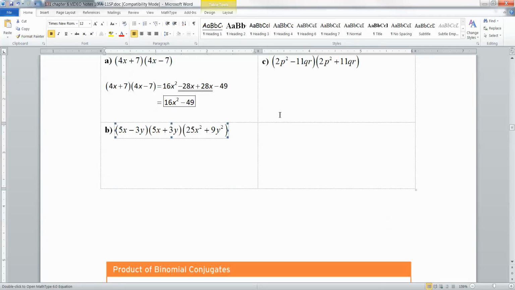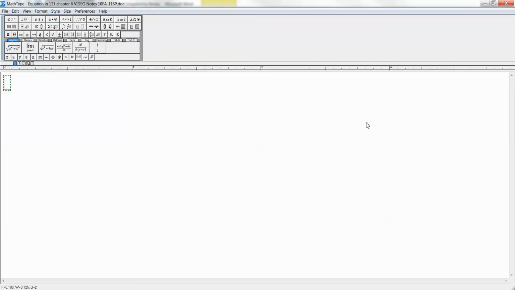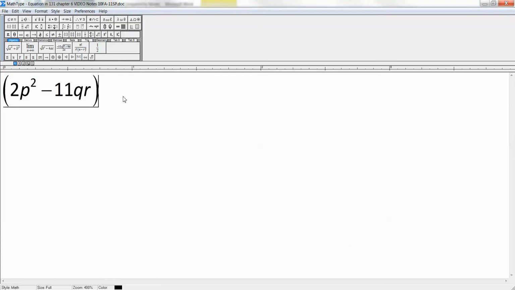Let's do part B. And I added in a C up here. I suppose we could do the C that I made up first. So let me work with that one first. So I made 2p squared minus 11qr times the same thing but with a plus. That's what makes them conjugates, is one's plus, one's minus, but the two terms are exactly the same.